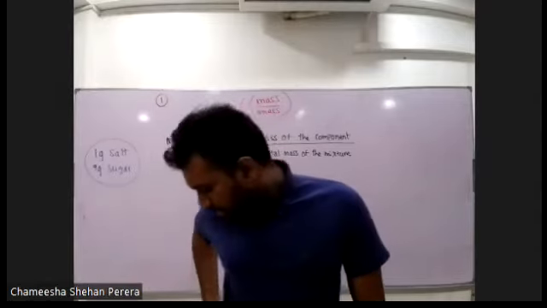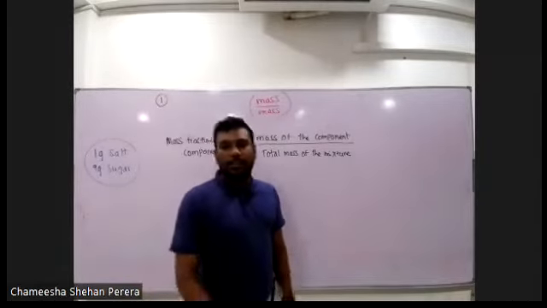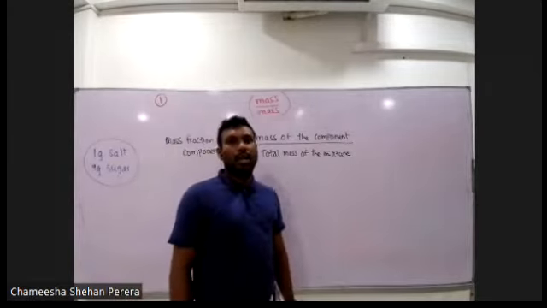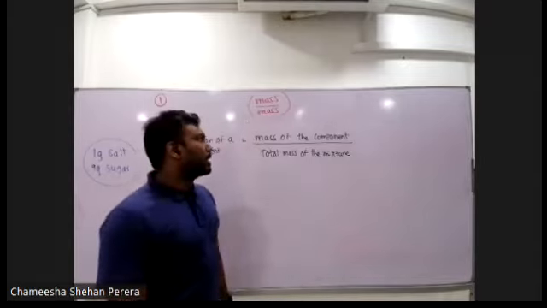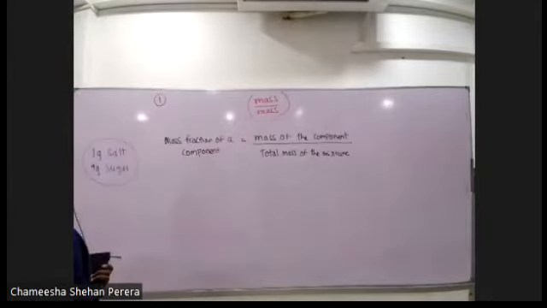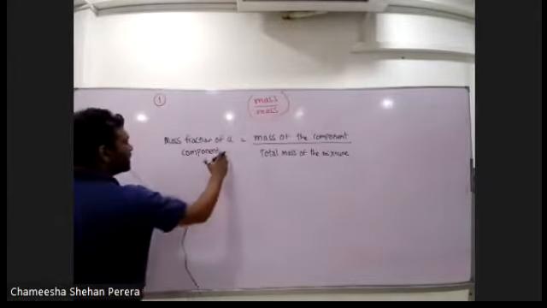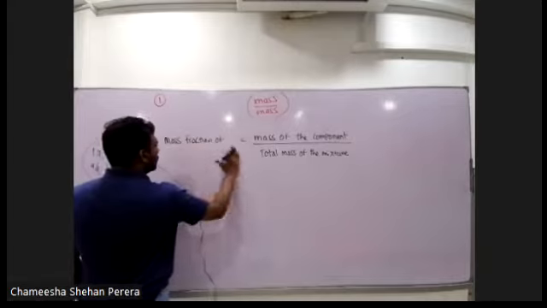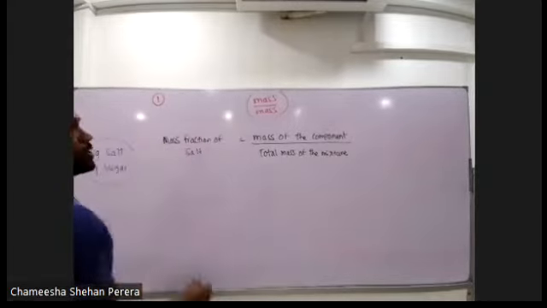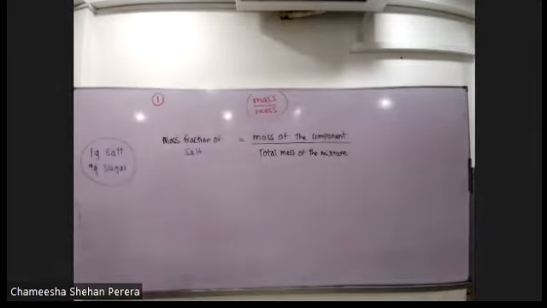And then write. Find the mass fraction of sugar and salt in the mixture. So then I'm asking the mass fraction of salt. Okay, mass fraction of salt and sugar as well. So I'm asking you to find out the mass fraction of sugar and mass fraction of salt, right?